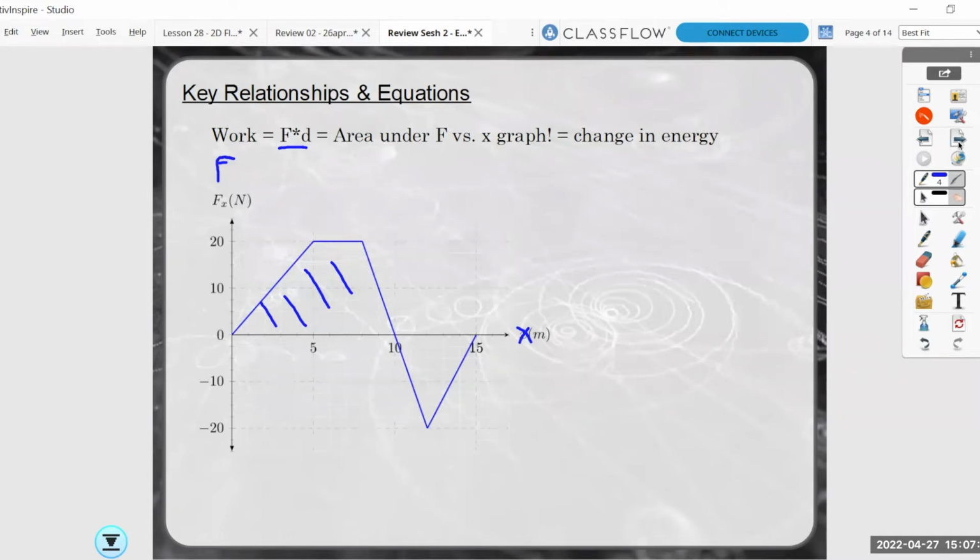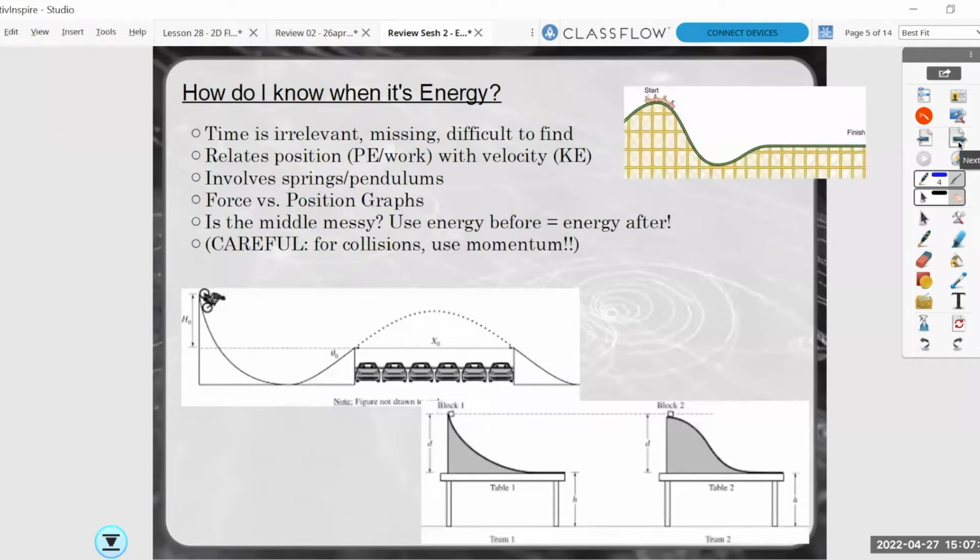Okay. How do I know when it's an energy question? Well, the biggest way to tell that it's an energy question is that time doesn't really seem to matter. You don't really care how long something takes. You're really just comparing one point to another point. You're asking what's the energy here and what's the energy here and setting them equal to each other.